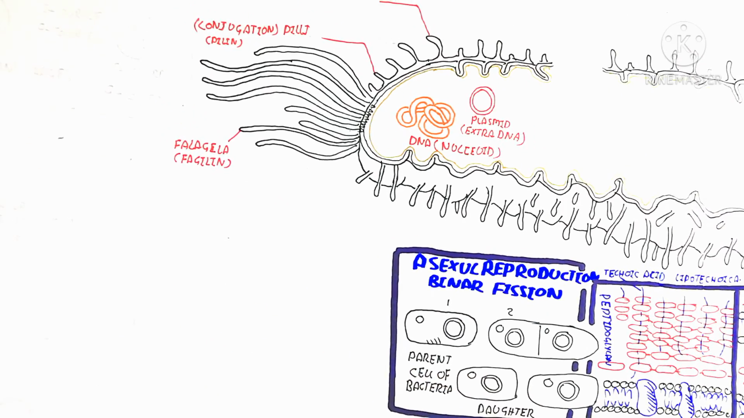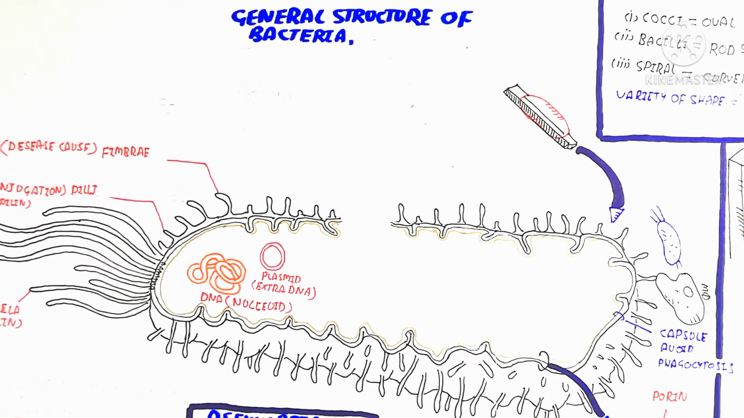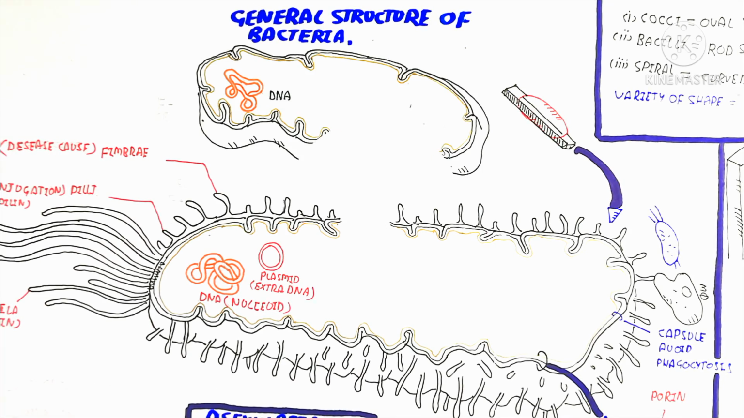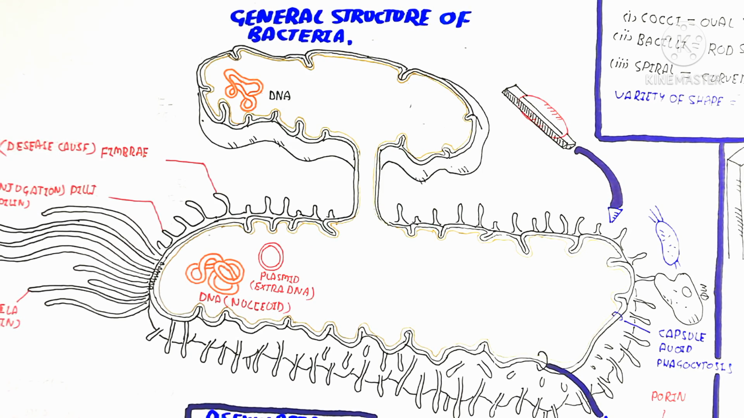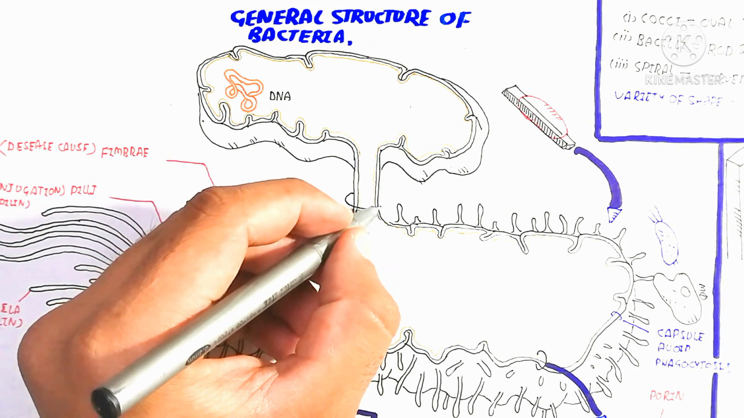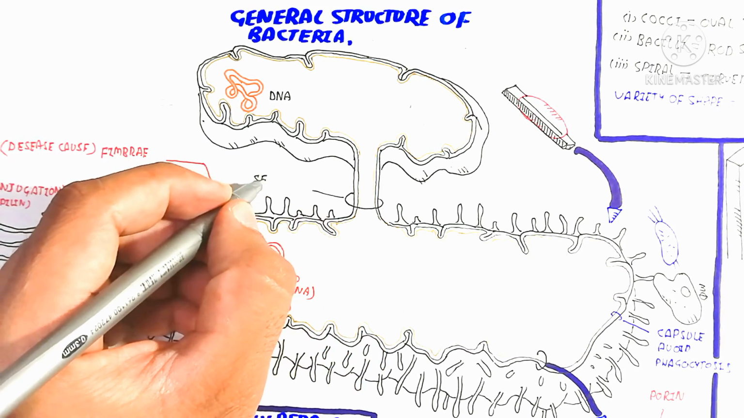Next we will discuss asexual reproduction in bacteria. Asexual reproduction is known as binary fission. Here is the parent cell of bacteria, which converts into the daughter cell. The parent cell and daughter cell contain an equal amount of genetic material, so the phenotype is the same, and the genotype is also the same.